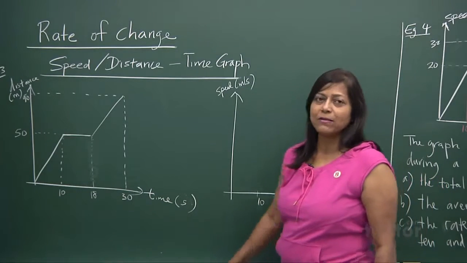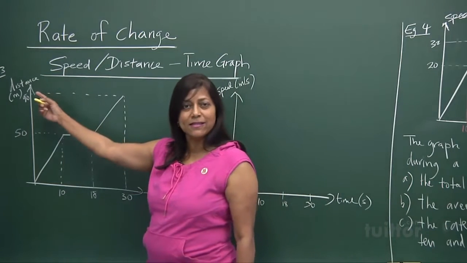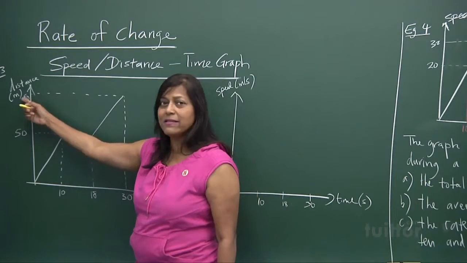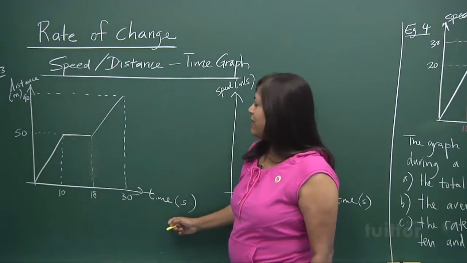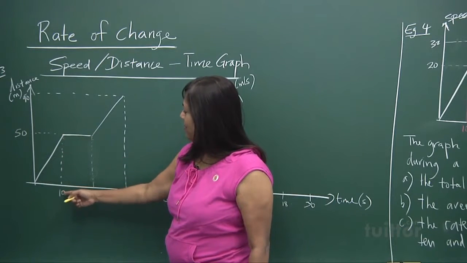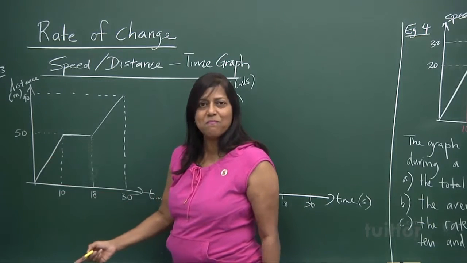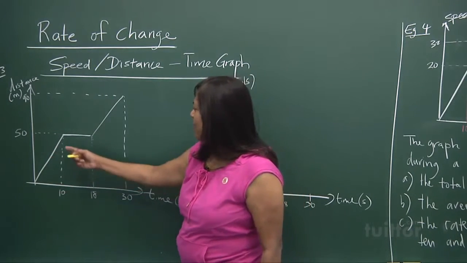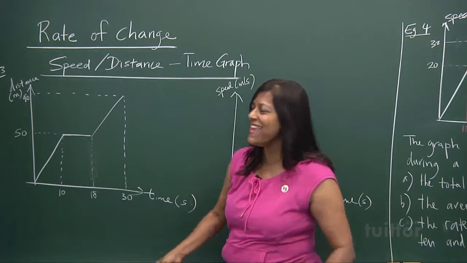Let's look at this graph. This is distance, measured in meters, and that's time in seconds. The graph is telling you that at the 10th second, the distance traveled is 50 meters. And then there is a break. We call that rest.